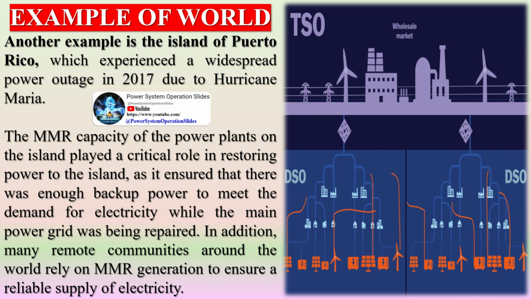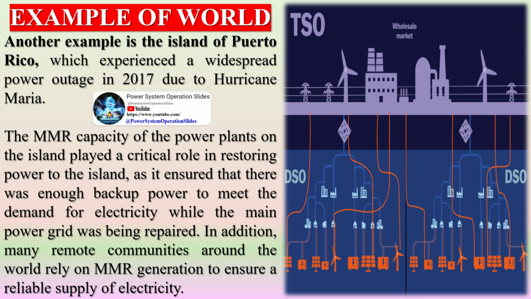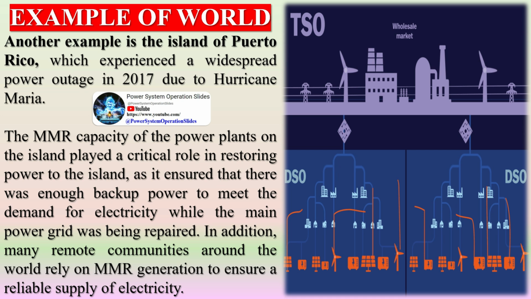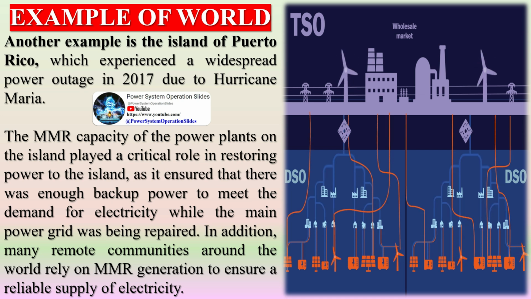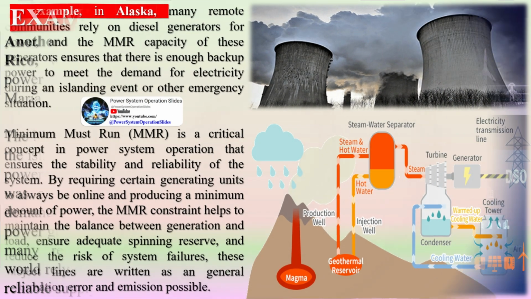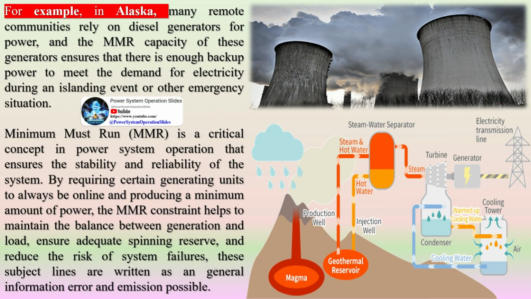In addition, many remote communities around the world rely on MMR generation to ensure a reliable supply of electricity. For example, in Alaska, many remote communities rely on diesel generators for power, and the MMR capacity of these generators ensures that there is enough backup power to meet the demand for electricity during an islanding event or other emergency situation.